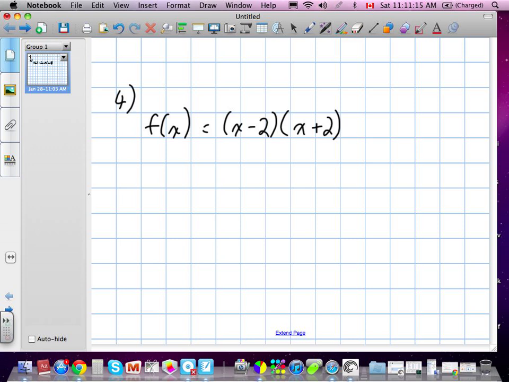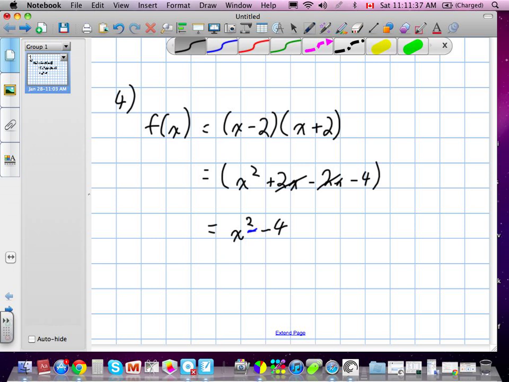So when we simplify this question, x times x is our x squared. x times positive 2 is positive 2x, negative 2x, and negative 4. These two in the middle cancel out, but what's very important is the degree of this polynomial. The degree of the polynomial is an even number. So when they ask us if it's even or odd, we say this is an even polynomial.